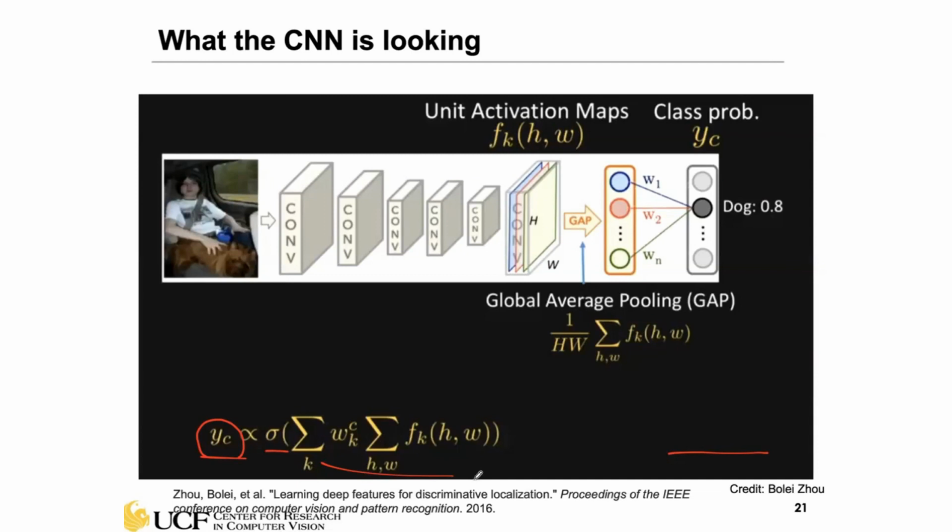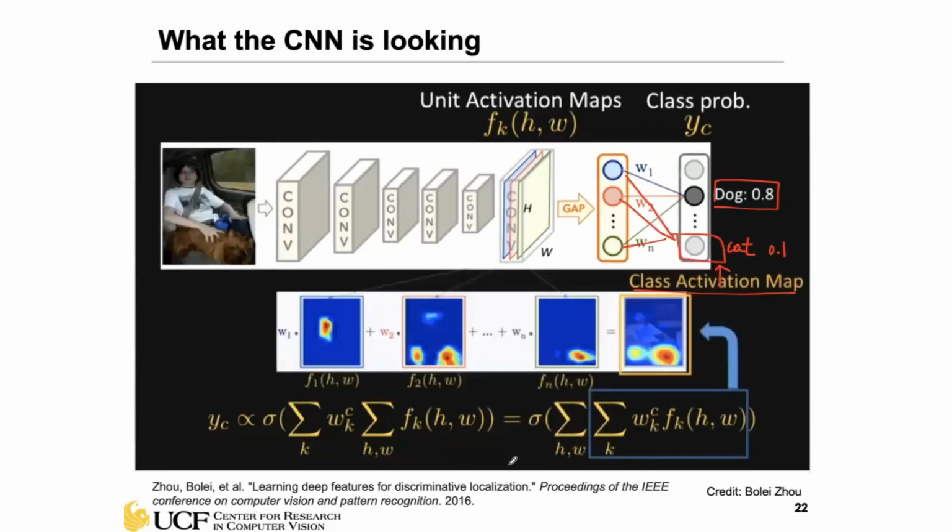And because of this inner-order summation, we can reorganize the equation like this. And this happens to be a weighted sum of all these feature maps, right? So this f_k(x,y), multiplied with w_k^c, is actually the weights for this logistic layer, the last layer before the classification output.